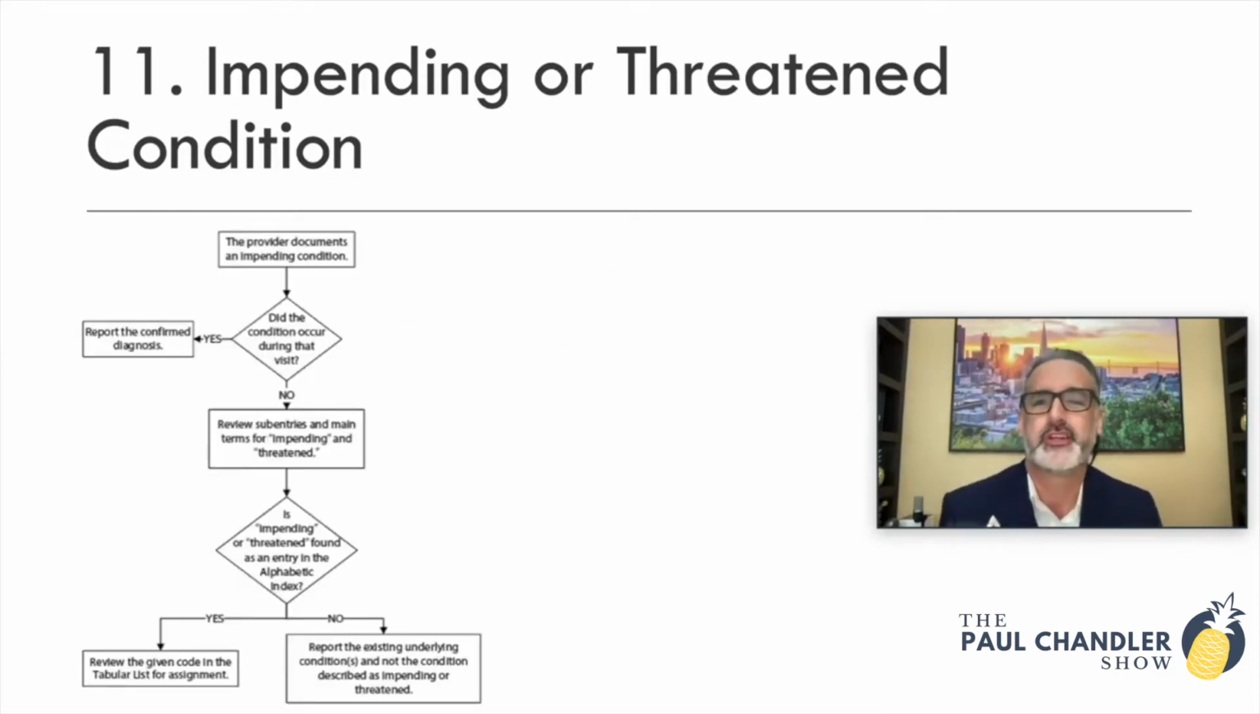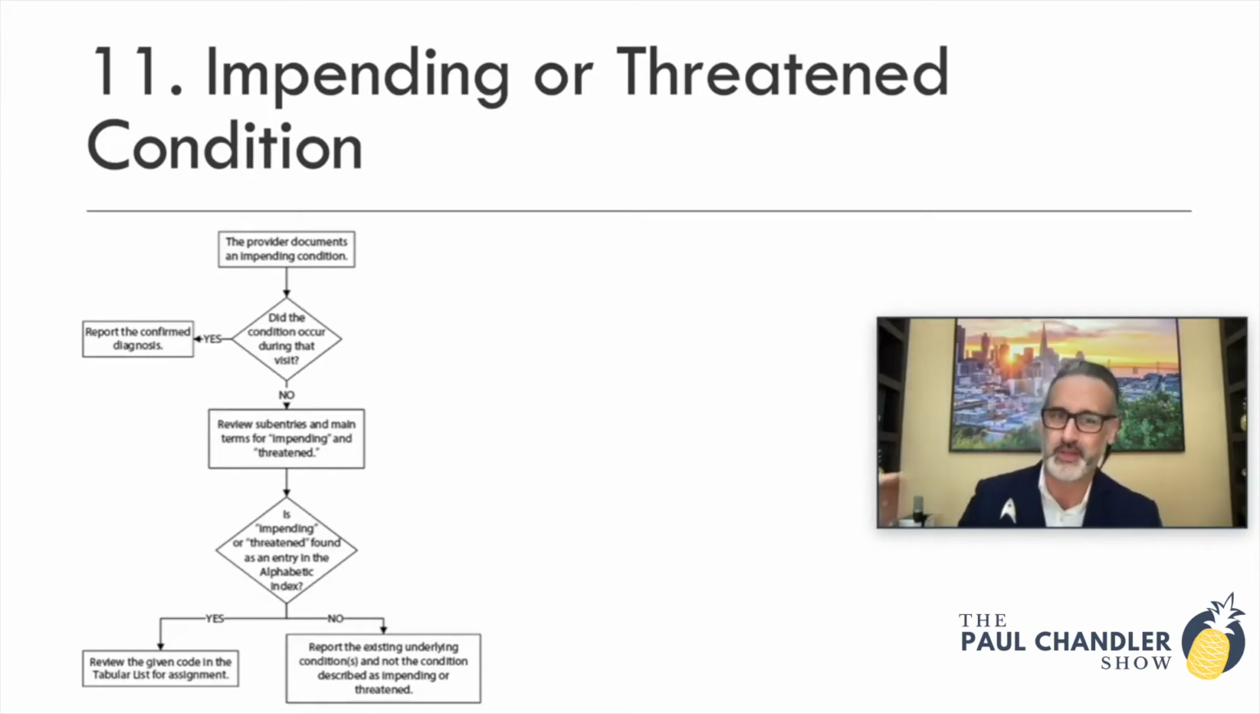And we have a little chart here to look at it. So looking at the top part of the chart and going down. First, the provider documents an impending condition. And then we drop down, did the condition occur during the visit? If it did occur, then we report it as a confirmed or definitive diagnosis. If it did not occur during the visit, then we review the sub-entries and main terms for impending or threatened, and then drop down. If we have that option for impending or threatening, then we review the code in the tabular list.